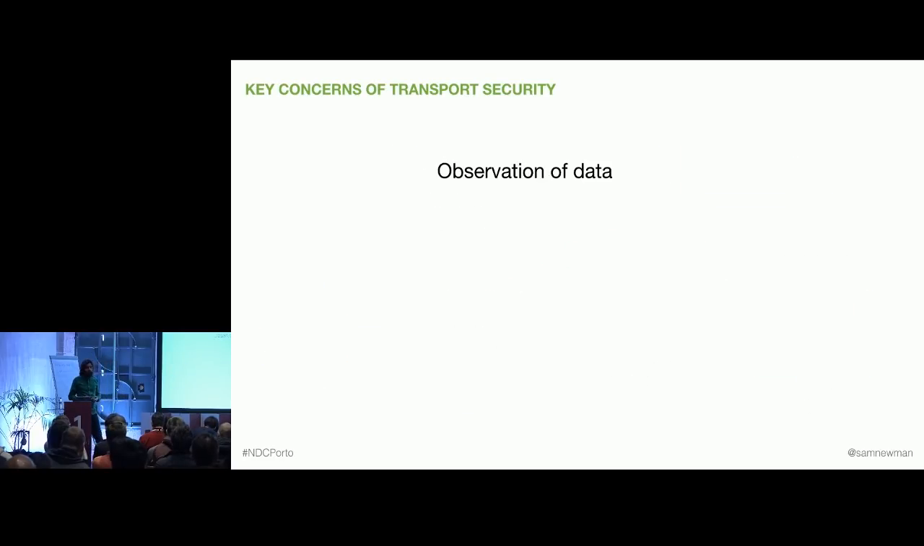The first is, are we worried and can we restrict the ability for people to observe data in transit? So can they see information being sent between our services? The second thing we're concerned about is, if they can see the data, can they manipulate it? There are some mechanisms you can use to make it easy to see, but not easy to change. I mean, HMAC over HTTP will do that, for example.